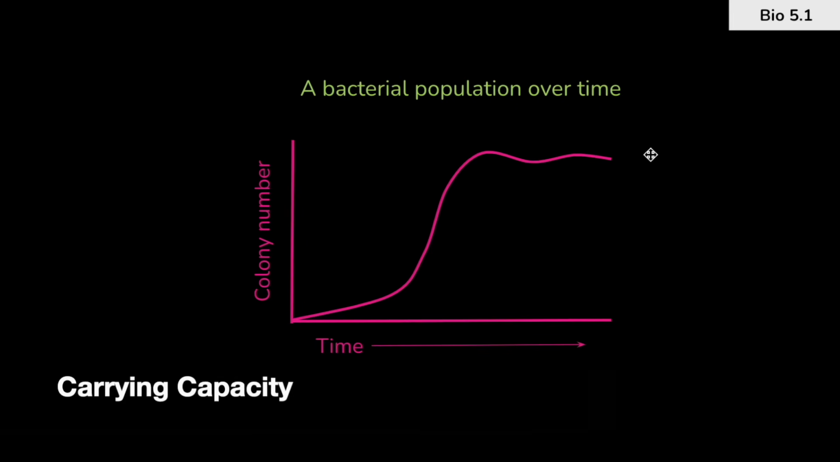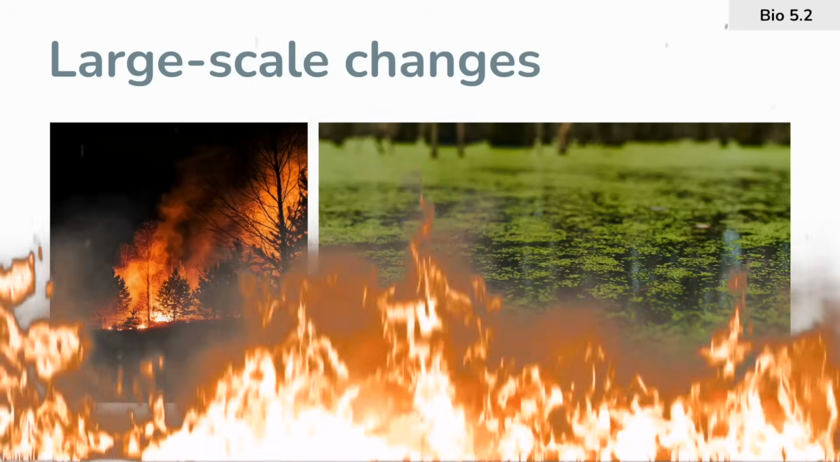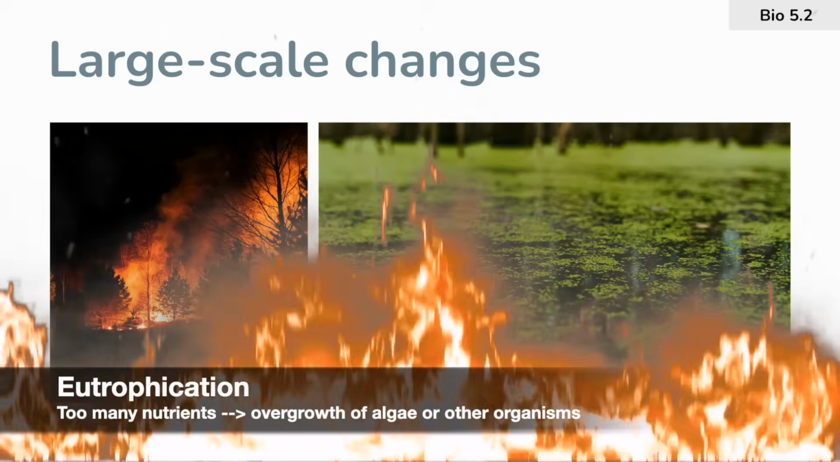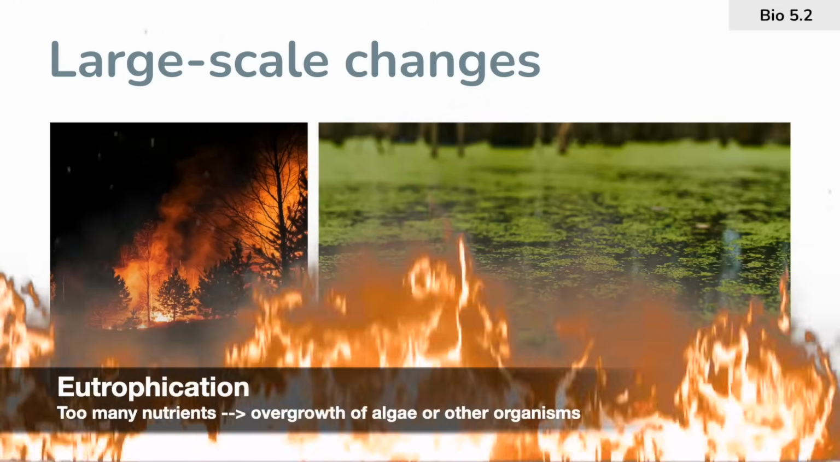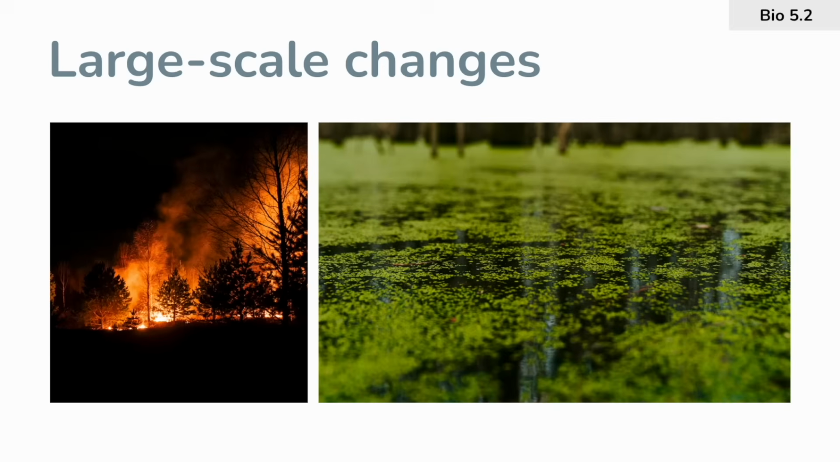So when it reaches the maximum level of population that an environment can sustain, that's called the carrying capacity, which we'll see in a lot of different circumstances. Now, ecosystems can undergo large-scale changes from things like forest fires to eutrophication, which is when excess nutrients are introduced to a system and one type of organism overgrows and outcompetes others, and it's going to alter the environmental balance of an area.